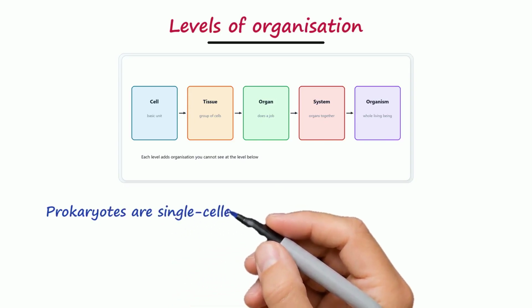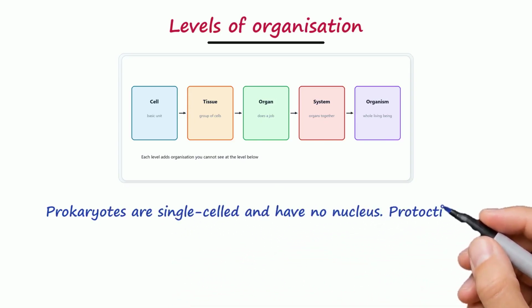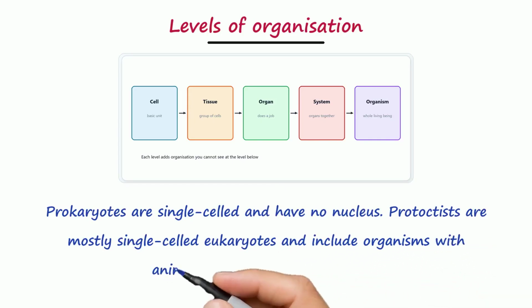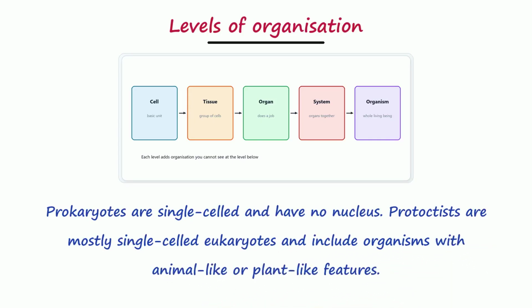Prokaryotes are single-celled and have no nucleus. Prototists are mostly single-celled eukaryotes and include organisms with animal-like or plant-like features.